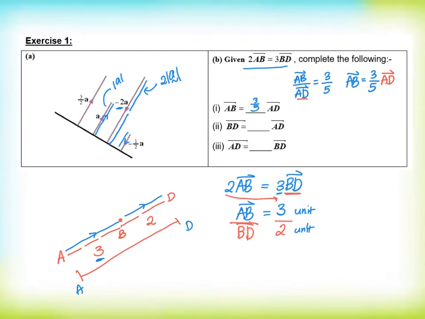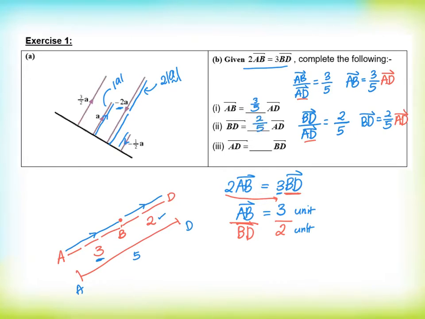Next, they want us to find what is BD in terms of AD. So I'm going to write it in fraction form, BD over AD. So BD is how many units? BD is 2 units. And AD is 5 units. So now I'm going to shift my AD over. BD will now be 2/5 of AD. And what's the scalar multiple over here in this case? That will be 2 over 5.